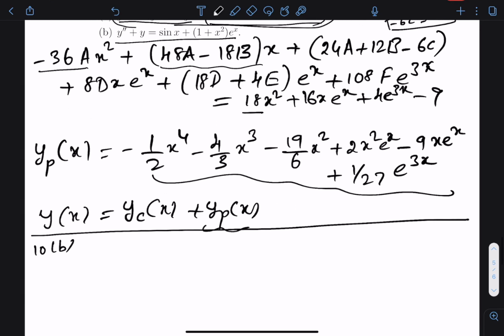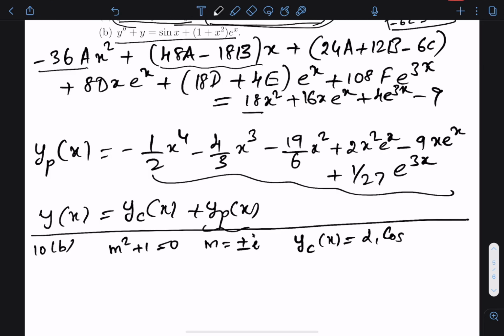Okay, so 10b. Since it's an inhomogeneous equation, you look at the corresponding homogeneous equation, which is second order. So it's m squared plus 1 equal to 0. So the roots are plus or minus i, right? Which means the general solution to the homogeneous equation is alpha 1 cos x plus alpha 2 sin x.